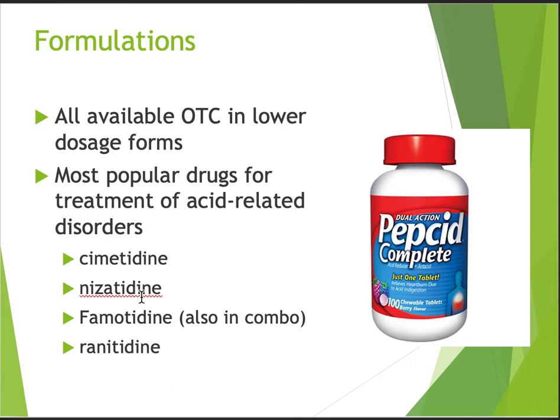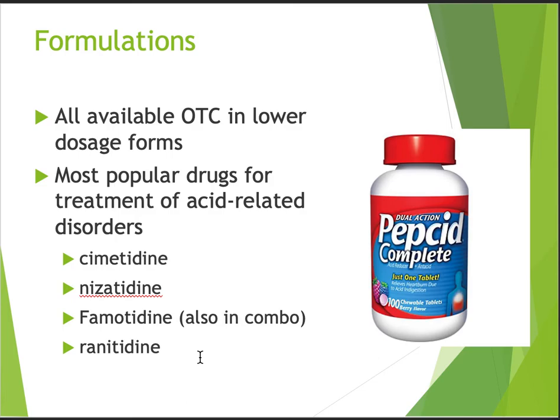Cimetidine, nizatidine, famotidine, ranitidine. Okay, this is Tagamet. This one starts with an A, and I'm drawing a blank. I think it starts with an A. Axid, that's what it was called, or is called. Famotidine is Pepsid, and ranitidine is Zantac, not Xanax, Zantac. And so they are all over the counter in lower dosages, and then you can get prescriptions for higher dosages.